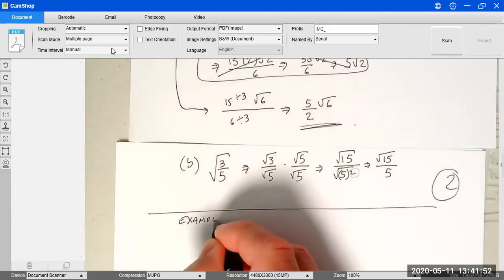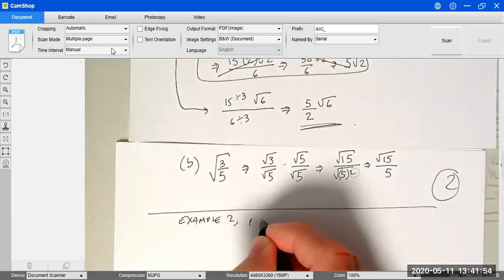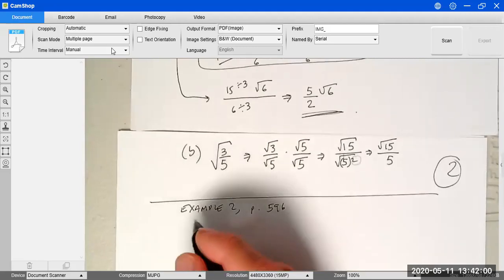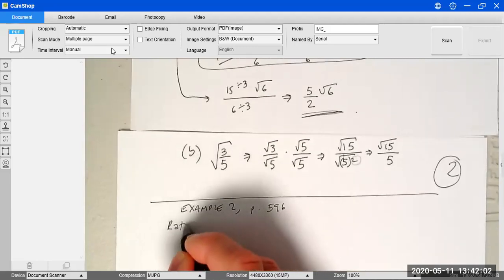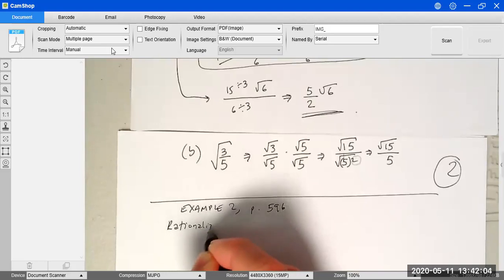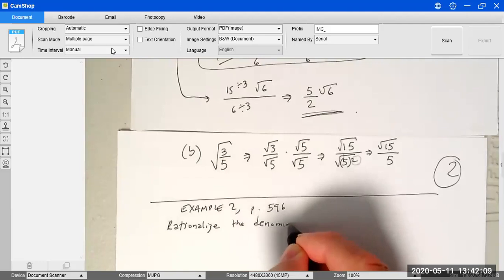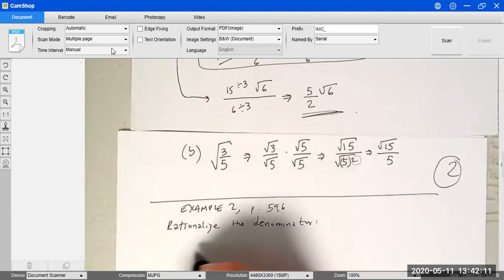This is going to be example 2 on page 596. So we're going to rationalize the denominator again. Rationalize the denominator. So we're going to start with 12 over the square root of 8.